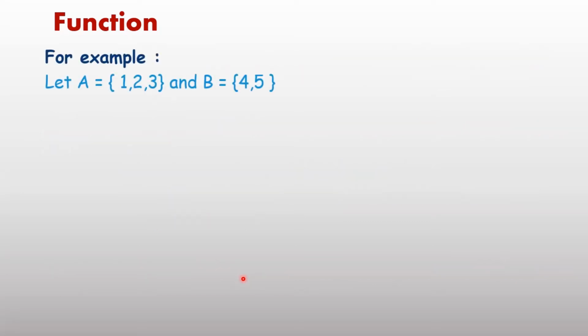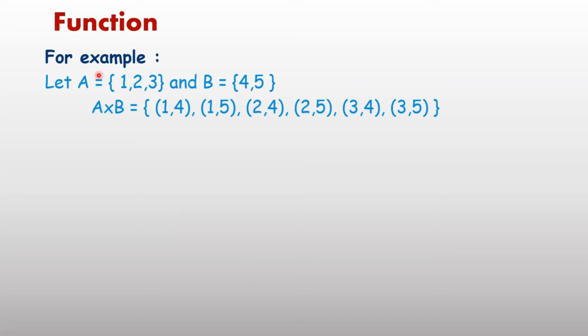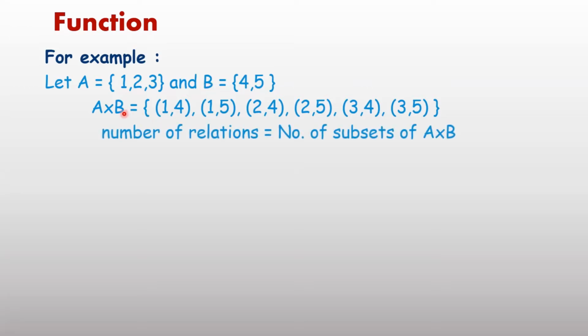Next, for example, here two non-empty sets A and B are given, set A equal to {1, 2, 3}, set B equal to {4, 5}. A cross B, all of you can write easily. A cross B means collection of all ordered pairs in which first element belongs to set A and second element belongs to set B. That is A cross B. Relation means subset of A cross B.